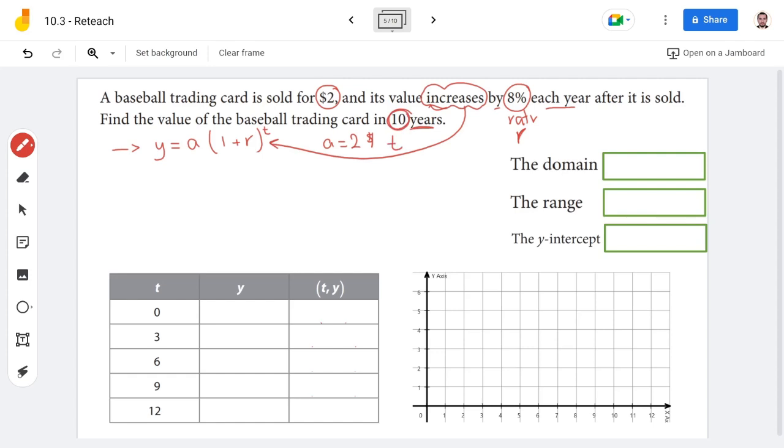Now, let's replace all the values in the function and see what the answer is. But first, let's convert the rate. As we can see here, it's a percentage. Percent means 100, right?